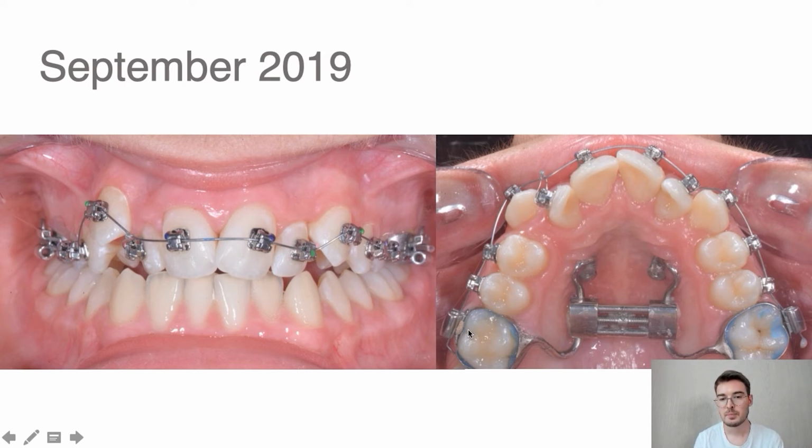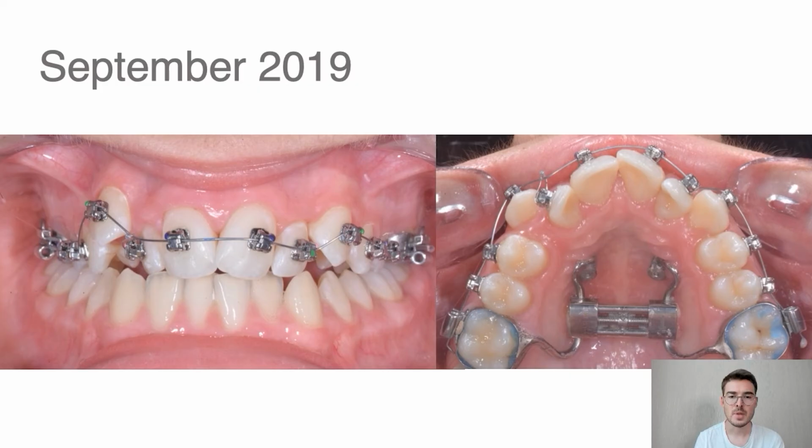In this case, this is the Damon system. I work with passive self-ligation, which is wonderful. I really like it, especially the Damon system. But you can use any braces you have. I usually use soft expansion options.